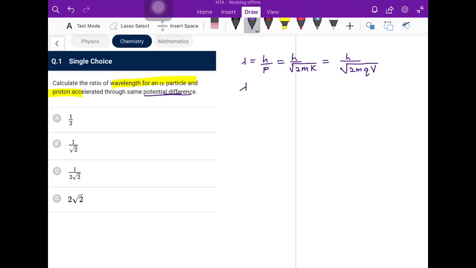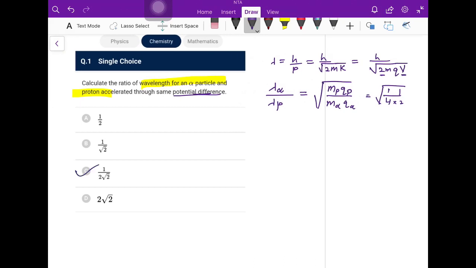So we use this for lambda alpha and lambda for proton. For the wavelength of alpha, h is constant, so it will get cancelled out. Also 2 is constant, so it will also get cancelled out, and v is also constant, so v will also get cancelled out. So what we get is under root and inversely proportional to, therefore, mass of proton into charge of proton upon mass of alpha into charge of alpha. So mass of alpha is 4 times the mass of proton, and charge of alpha is 2 times the charge of proton. So it is 1 by root 8, so 1 by 2 root 2. So 1 by 2 root 2 is the correct answer here.